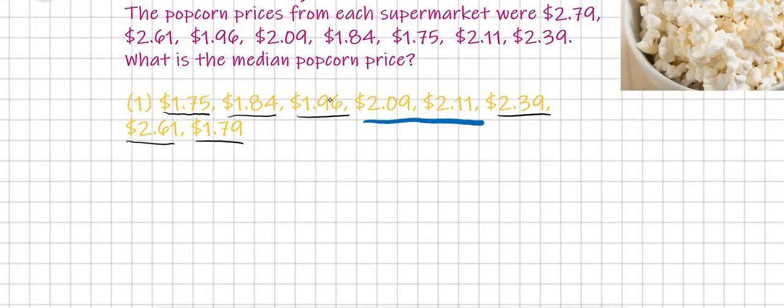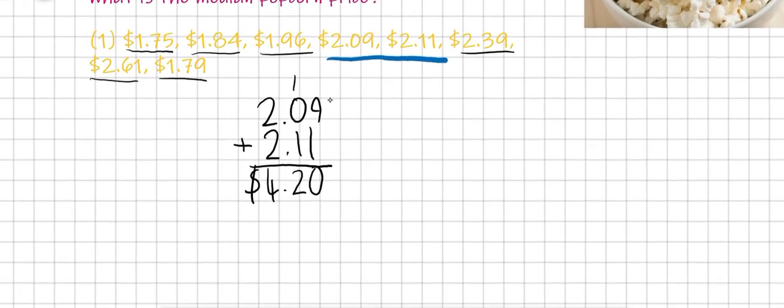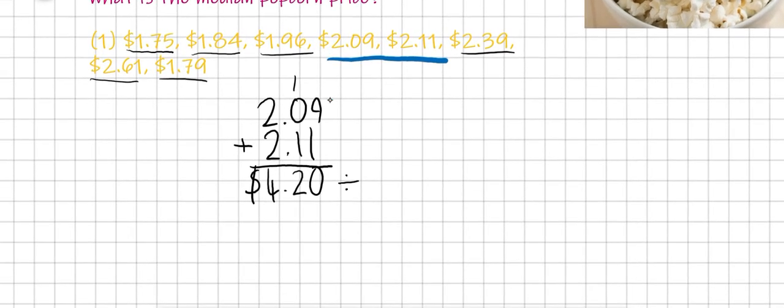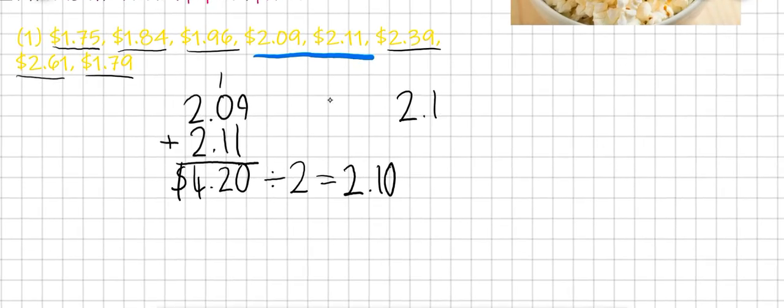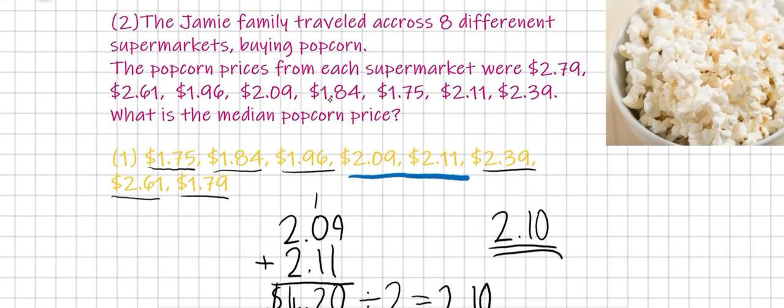What we can do is $2.09 plus $2.11, which would give us, carry the 1, 0, 2, 2 plus 2 is 4, which would give us $4.20. And then we have to divide that by 2. $4.20 divided by 2 will give us $2.10. So $2.10 would be the median popcorn price out of all the supermarkets.